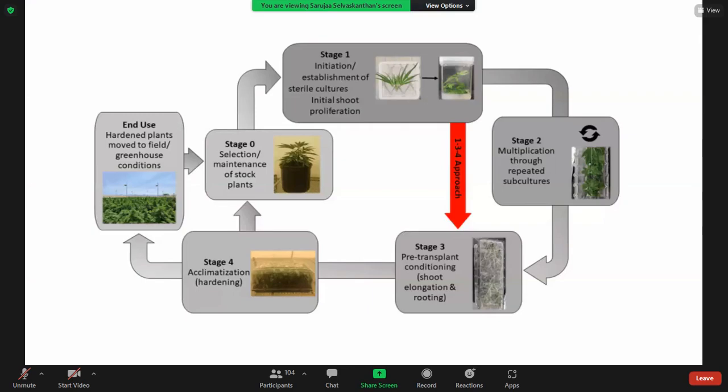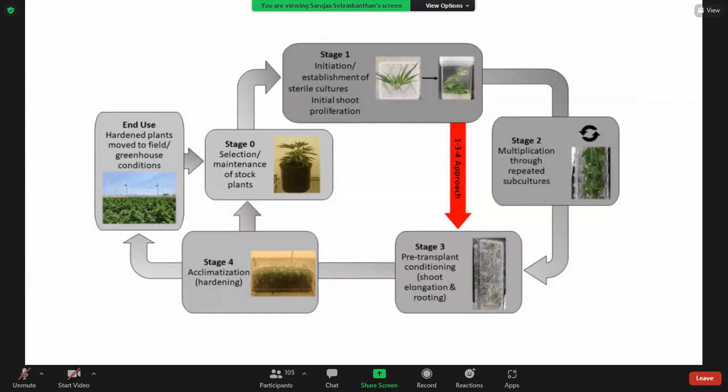At the same time, the shoots start to multiply further and further, and they start to elongate. That is in stage 2. During the multiplication and elongation stage, we have to do the subculture, at 6 weeks interval or 8 weeks interval, depending on the multiplication rate and elongation rate. Subculture means we have to divide the shoots, which are found as a mass.